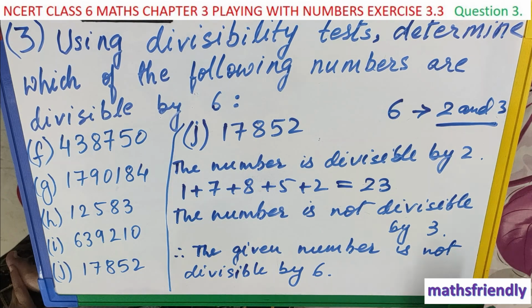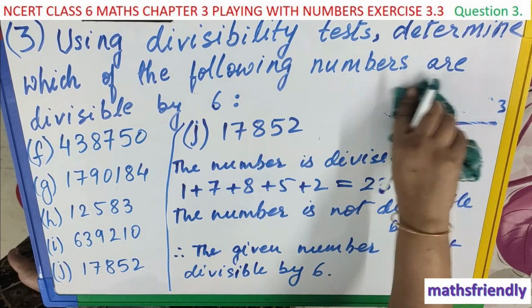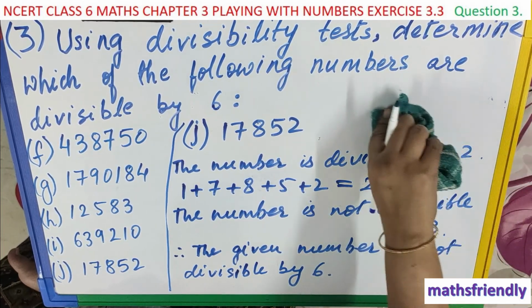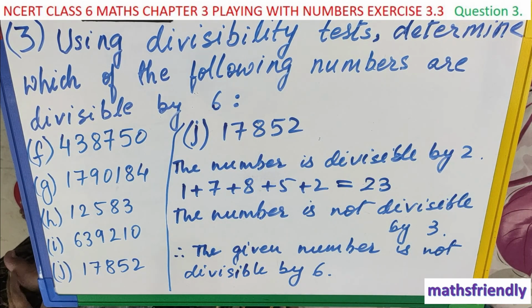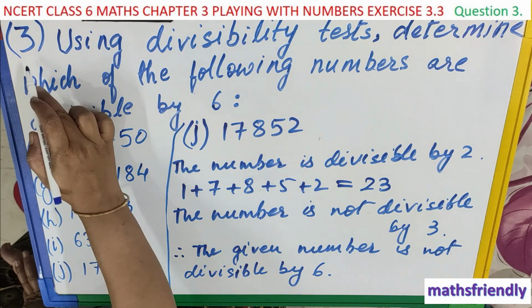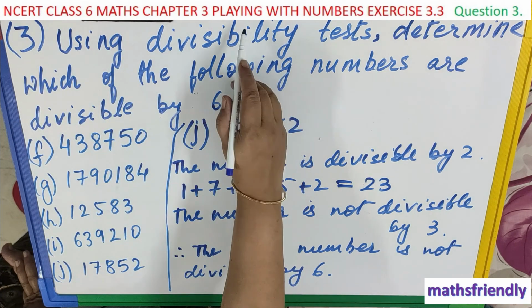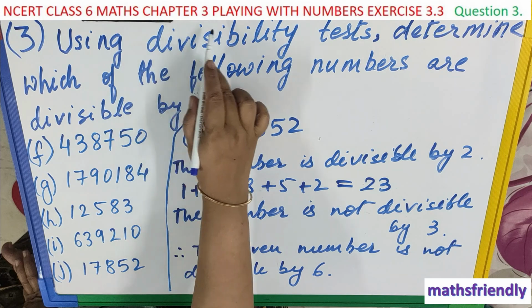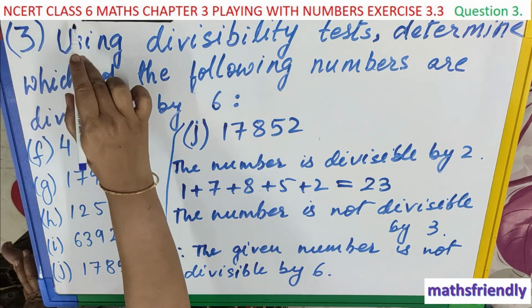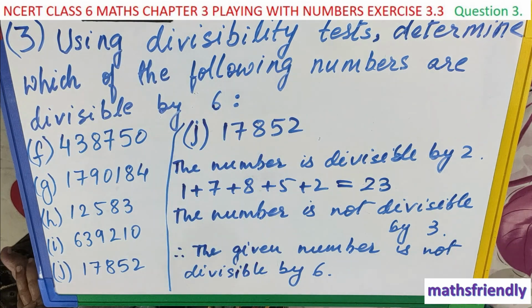With this we have finished all the questions of all the parts of this question, from A to J. In the next class, we will do question number 4 of the same exercise 3.3 from chapter number 3, Playing with Numbers, from the 6th class maths NCERT book.